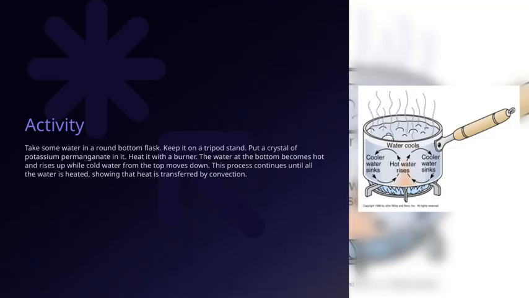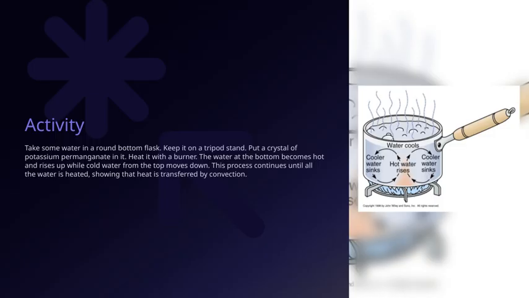Now, let's look at an interesting activity that demonstrates how heat transfer by convection works in practice. Take some water in a round bottom flask and place it on a tripod stand. Next, add a crystal of potassium permanganate into the water. Then, carefully heat the water with a burner. As the water at the bottom gets heated, it becomes less dense and rises upwards. Meanwhile, the cooler, denser water from the top moves downward to replace it. This continuous movement creates a convection current.